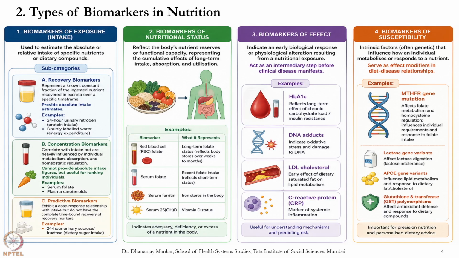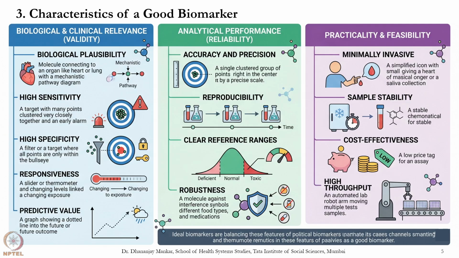APOE gene variants influence lipid metabolism and response to dietary fat and cholesterol. GST polymorphisms, glutathione S-transferase polymorphisms, affect antioxidant effects and response to dietary compounds. These examples show that biomarkers of susceptibility are important for precision nutrition and personalized dietary advice, which is a very important part of this.